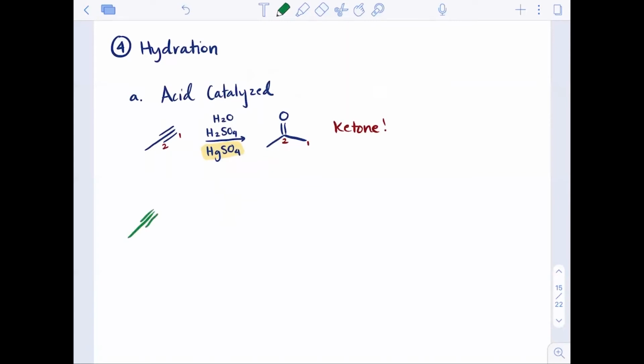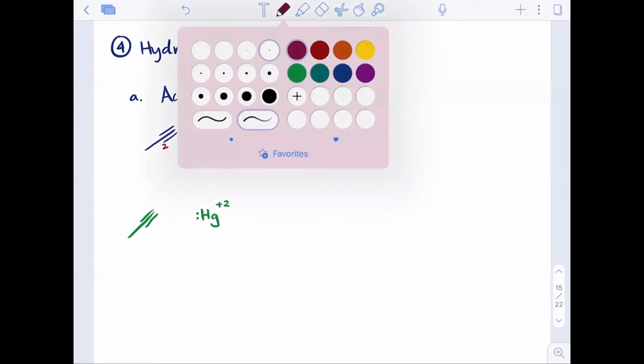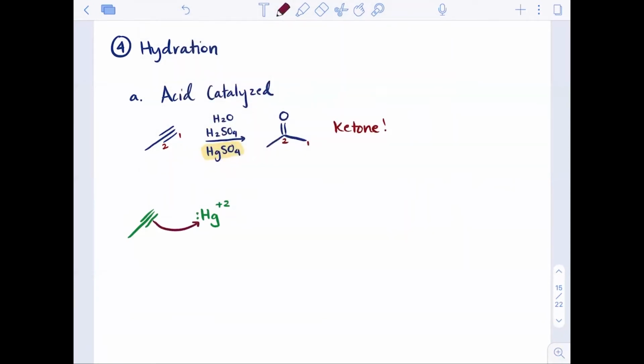we're going to start with the actual mercury sulfate. Mercury sulfate is going to be a mercury +2 cation. Sulfate is the -2. Mercury there in that formula unit is a +2. Pi bond breaks, attacks the mercury. Back bonding does occur, just like we saw in oxymercuration before. And so we make this bridged mercury ion again.